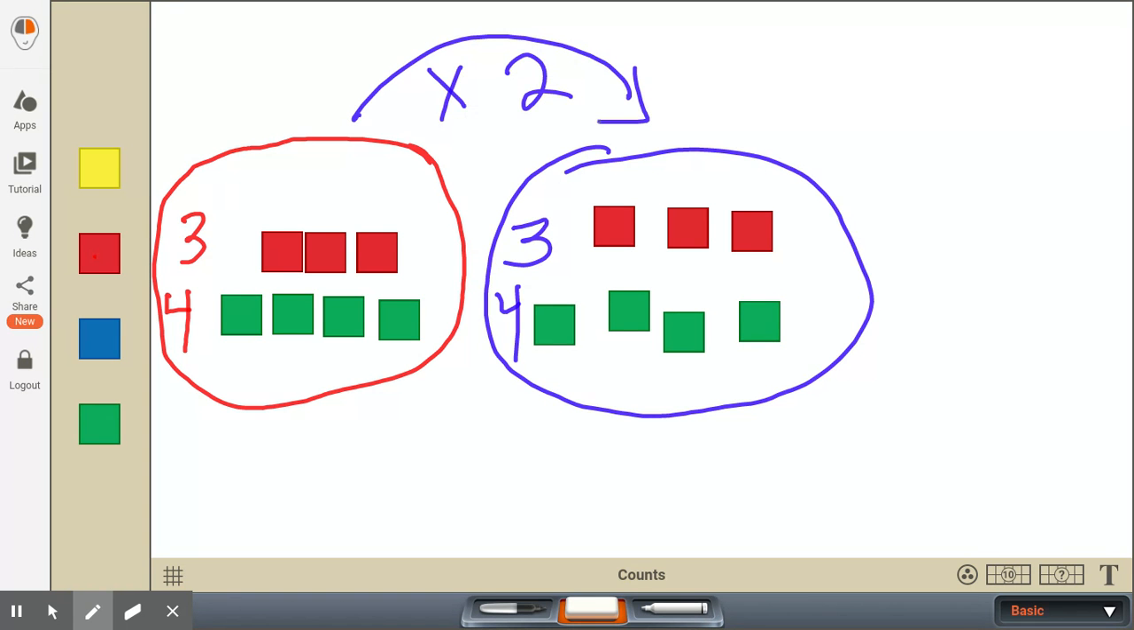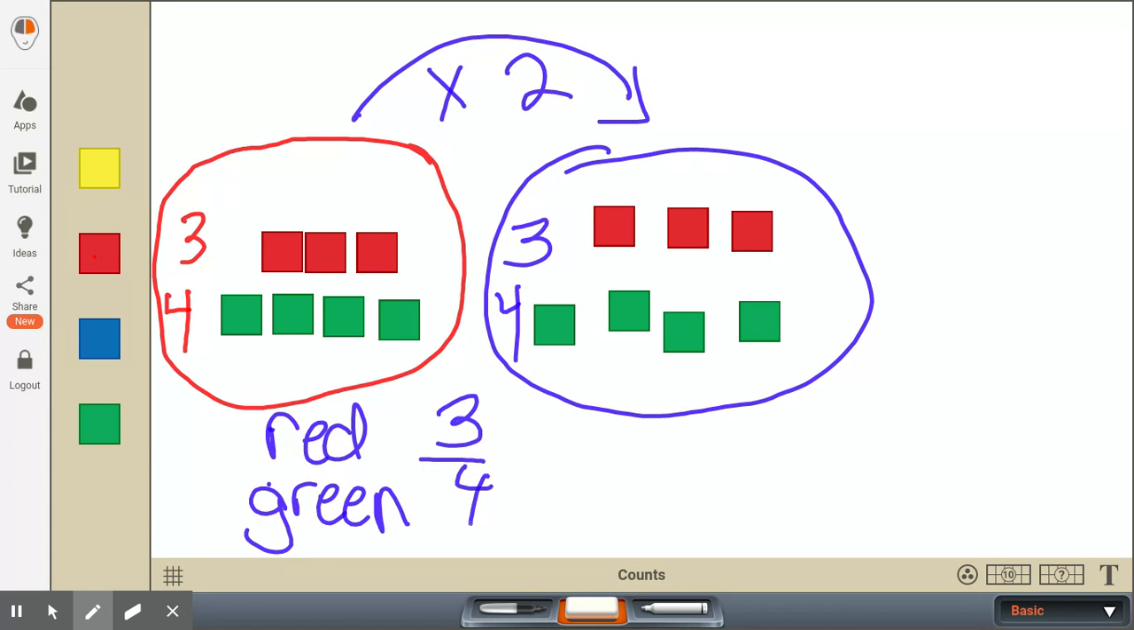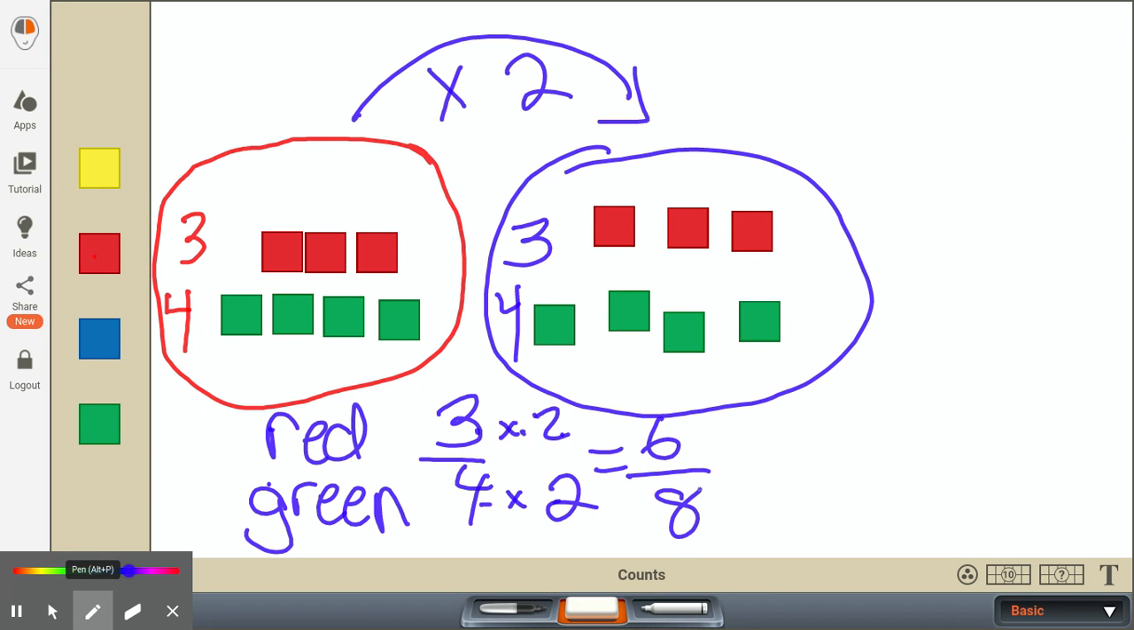Well, let's look at our red and our green. We started off with our original ratio of 3 to 4. I used 2 sets. Now, mathematically, I have 3 times 2 equals 6, 4 times 2 equals 8, but I could also look at it as, where does this come from? Well, here they are, 1, 2, 3, 4, 5, 6. There's my 6 right here. 1, 2, 3, 4, 5, 6, 7, 8. There's my 8 right there, 6 to 8.